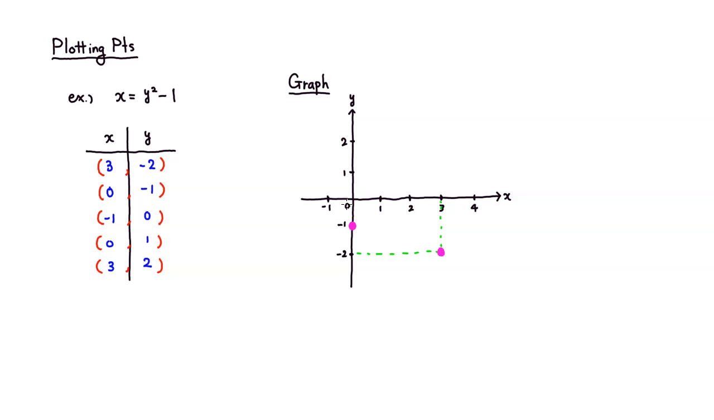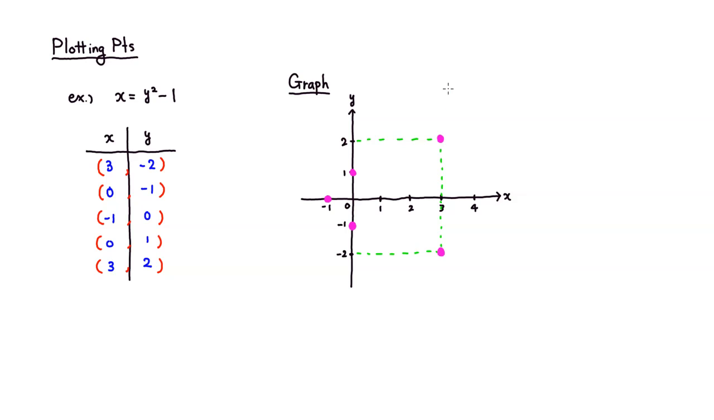All right. The third point is another easy one, -1, comma, 0. So x is -1, y is 0. So this is the point. The fourth one is 0, comma, 1. So it's going to be right here. And the last one is 3, comma, 2. So x is 3, and the y coordinate is 2. So it's going to be up here. I'm going to put a point there.